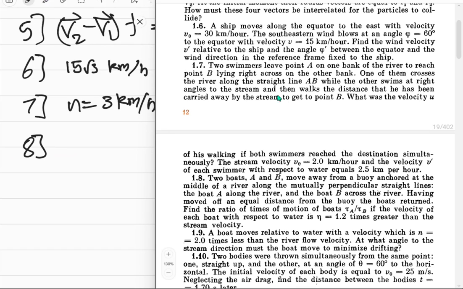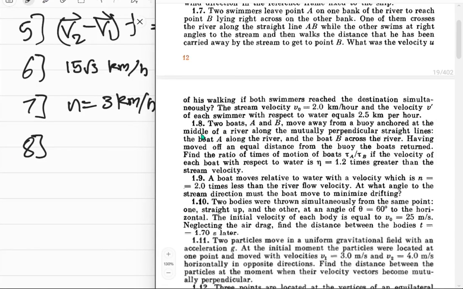8. So 8 is two boats A and B move away from a buoy. So a buoy is just something that is floating on water. It's standing still most likely. At the middle, oh, so it's a river. No, if it's a river, it's moving as well. Wait, it's anchored, then it's not moving. Fine. At the middle of a river, along the mutually perpendicular straight lines.